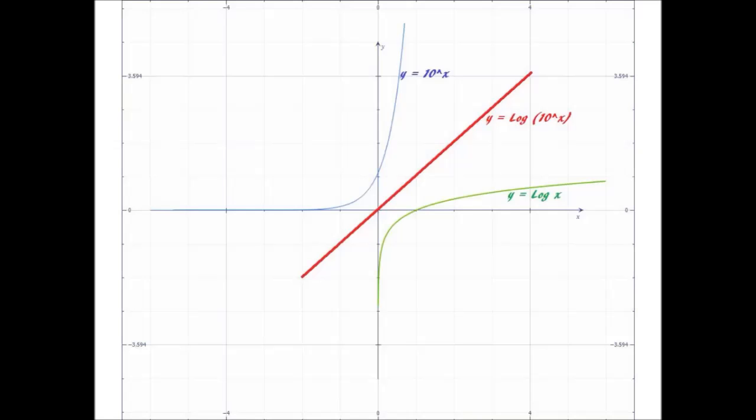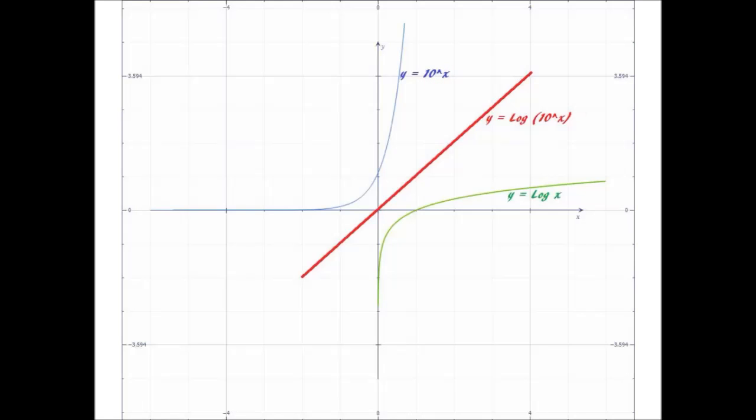The logarithmic function, this green one, y is equal to log of x. The logarithm without a base is a base 10, that means log base 10 of x, and the exponential with a base of 10 is going to be y equals 10 to the power of x.